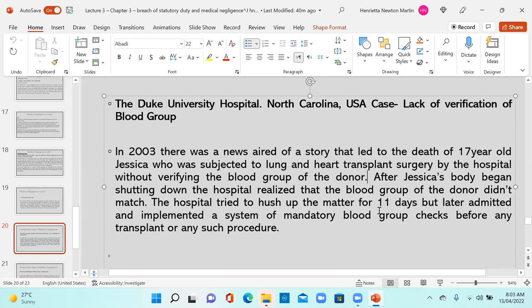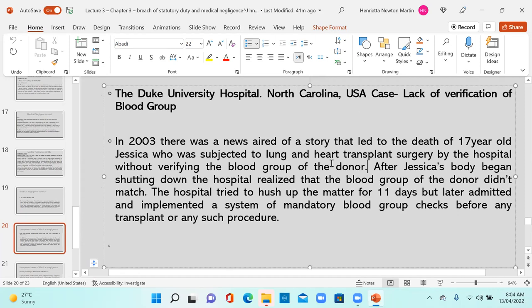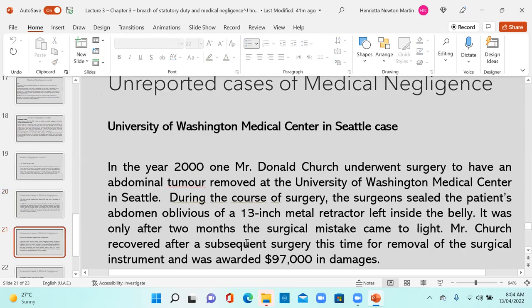After the transplant, Jessica's body began shutting down, and the hospital realized only then that the blood group of the donor didn't match. When the body is shutting down, in the sense she was almost dying, it was at that time that the hospital realized that the blood group of the donor, whoever is donating the organ, didn't match. So the hospital tried to hush up the matter for 11 days, but later they admitted that they were at fault, and then they implemented a system of mandatory blood group checks before any transplant or any procedure, and of course they were taken to task later on.